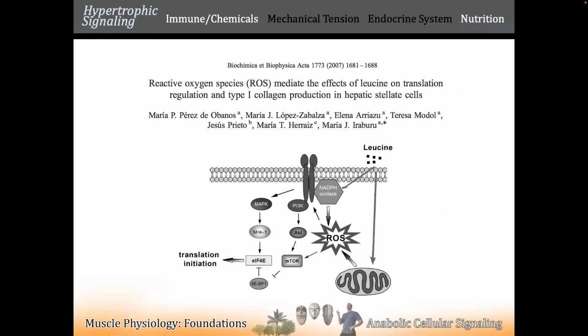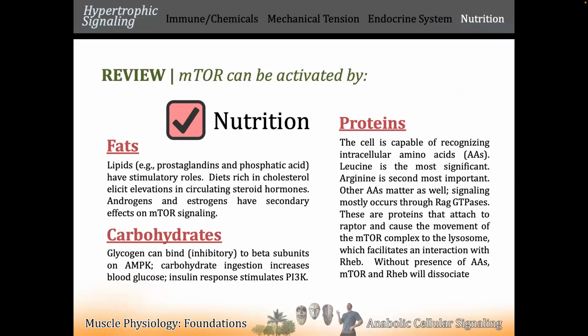Now, in the last lecture, we talked about chemical and mechanical interactions. There are chemical and nutritional interactions as well. Things like reactive oxygen species and leucine. Reactive oxygen species mediate a lot of effects in the body, but just ignore these interactions and think of amino acid signaling as its own independent process, unaffected by some of these other phenomena.